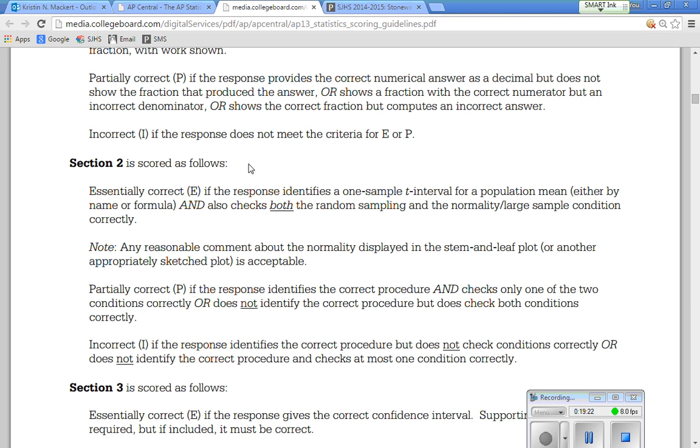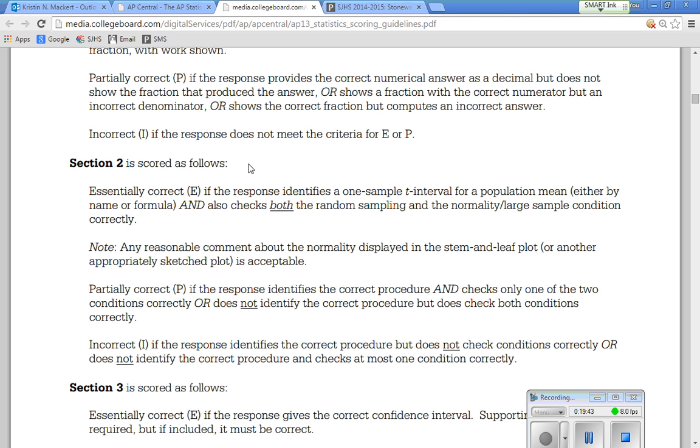That's in any case. If they provide you with a data display, use it. Very rarely will they have you create one on your own. It's more about interpreting what's given to you. So most of us are probably in the P or the I on this particular section.